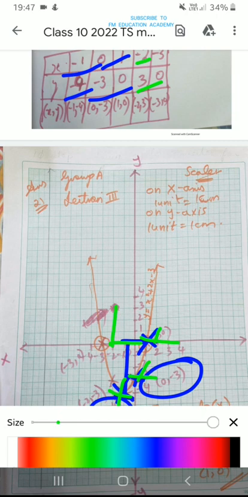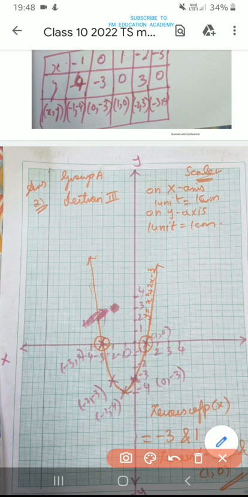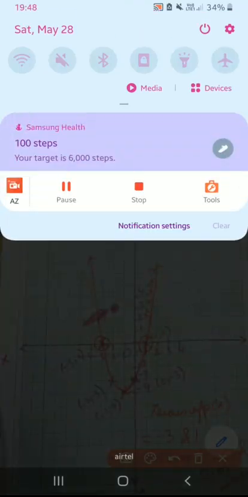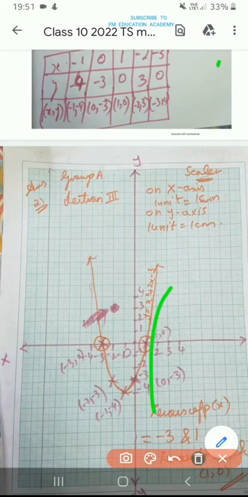Okay, I think I made a mistake here. Actually, it should be... okay. So the point was actually minus 2 comma 3. That is, when x is minus 2, y is 3. So it should be here only, minus 2 comma 3. By mistake, I was taking plus 2.